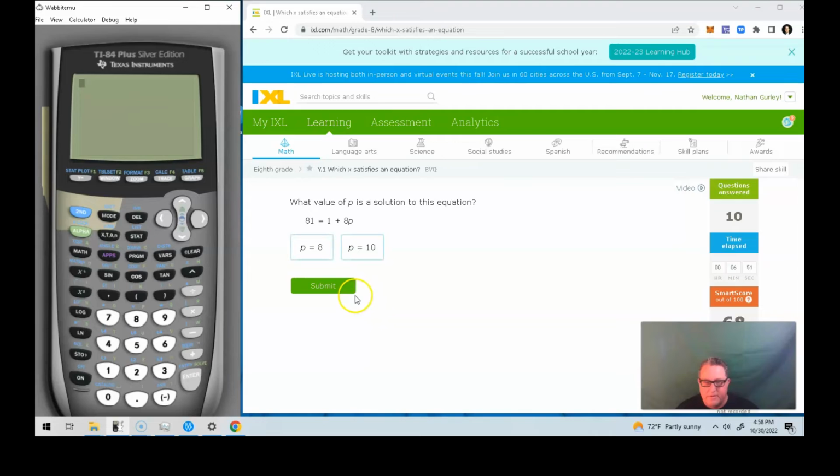How are we doing on time? Okay, 81 equals 1 plus 8p. First thing we do is subtract 1 from both sides. This will be 80, so obviously 10. 8 times 10 is 80.